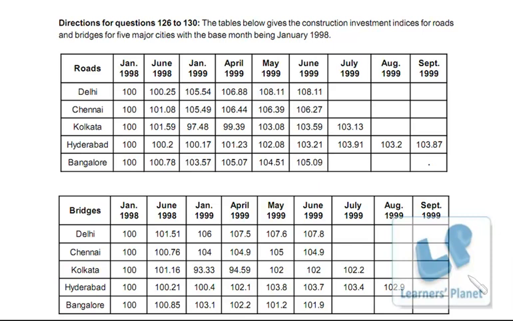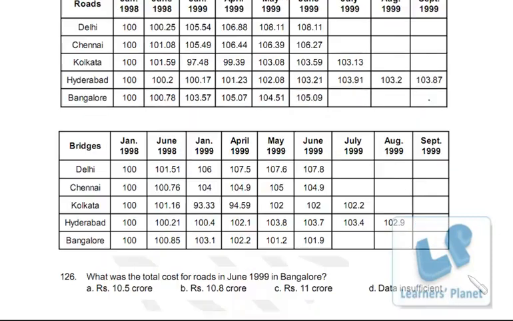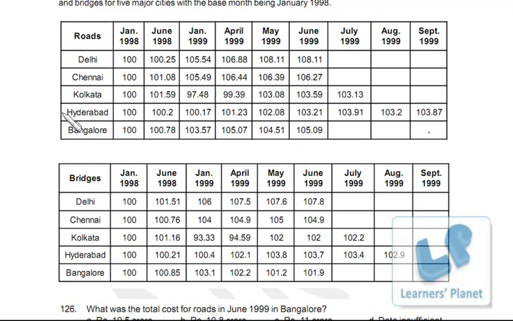Okay, so let's take the first question. What was the total cost of roads in June 1999 in Bangalore? In Bangalore, June 99, roads, 105.09, right? Now 105.09, this is what that is. 5.09 is the change from January 1998.